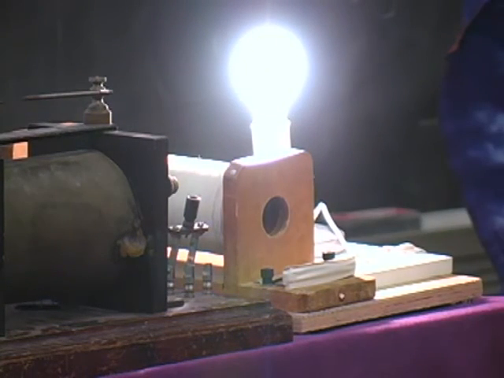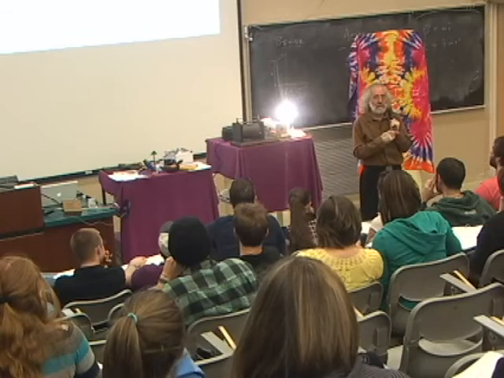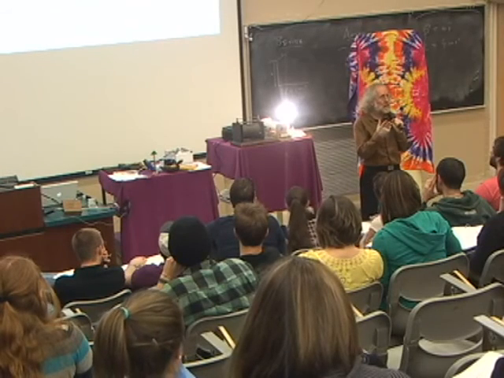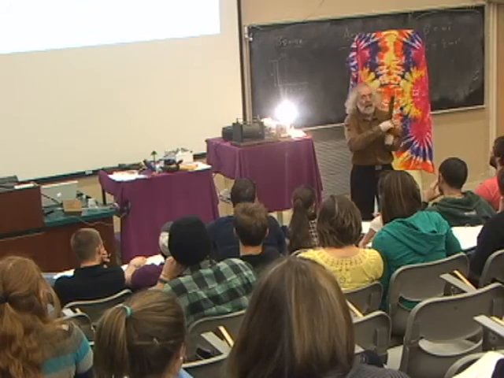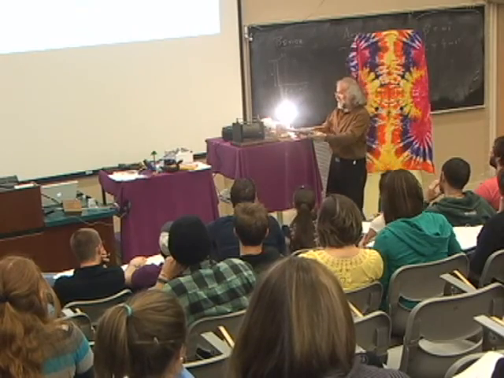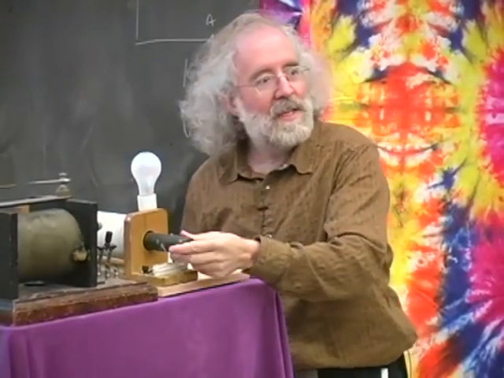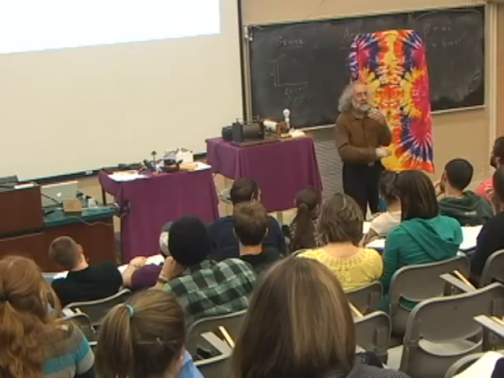Where have you seen something like this practically? Dimmer switch. This is how a dimmer switch works. You turn a dial, and as you turn a dial, what you're doing is you're changing the inductance of an inductor, and then it changes the voltages, and so you can dim things.